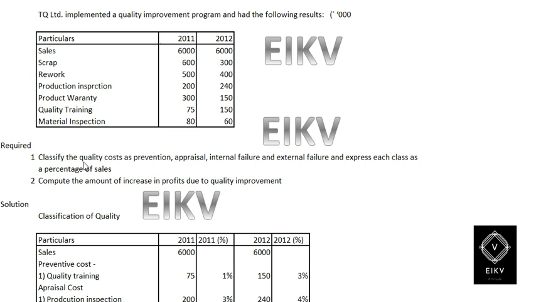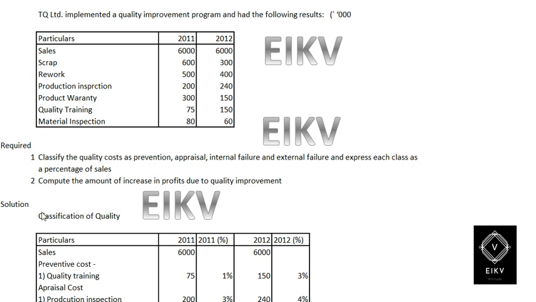So the required details are: classify the cost as preventive, appraisal, internal failure and external failure cost, and express as a percentage of sales. Then the second requirement is compute the amount of increase in profit due to quality improvement.